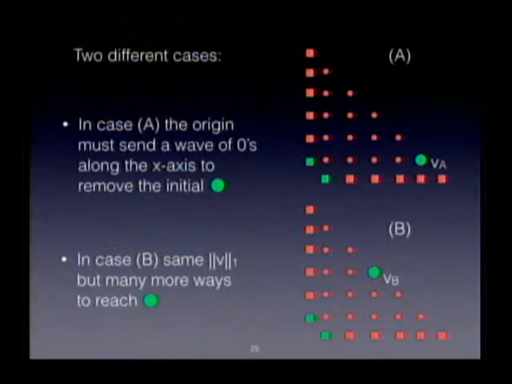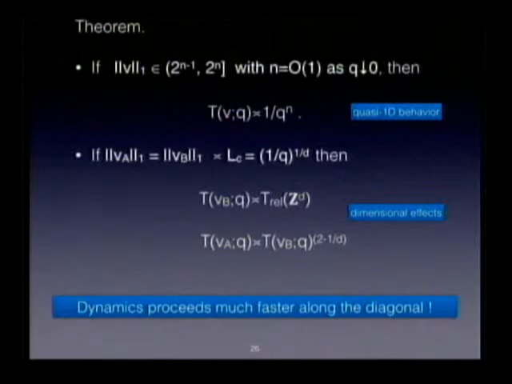Now, in case B, instead, we place the initial 0, say, exactly along the diagonal. And the L1 distance is still the same, except that there are many more ways to reach this 0. How does this extra entropy play a role? We will see that it plays an important role. So the theorem is like that.